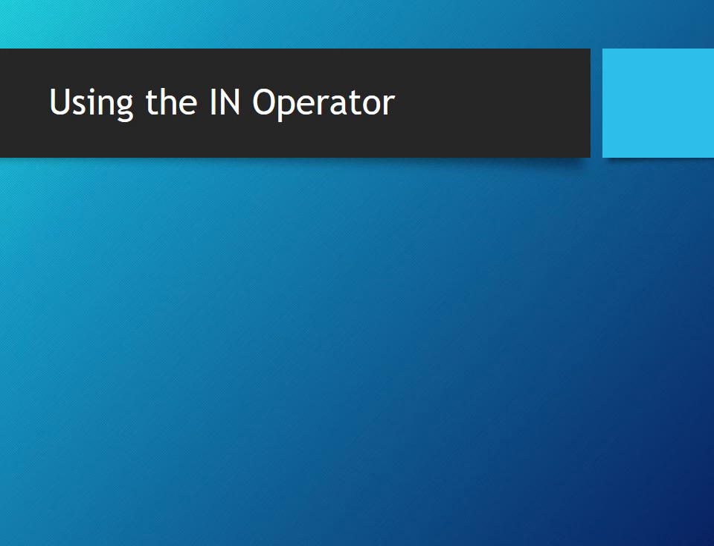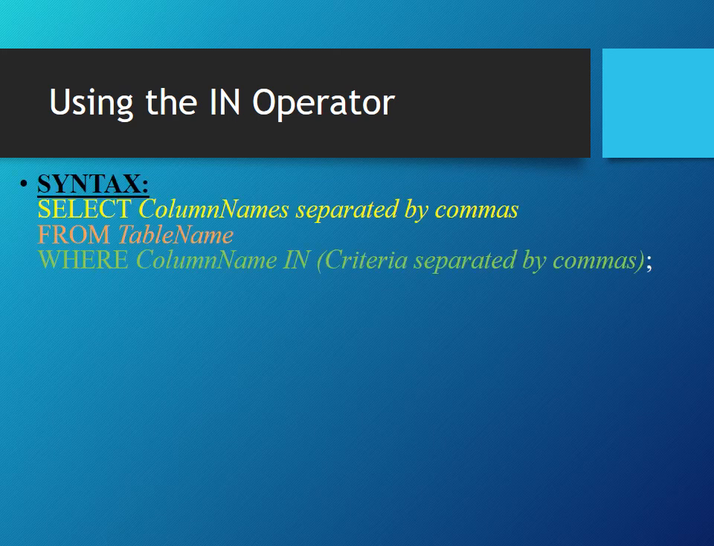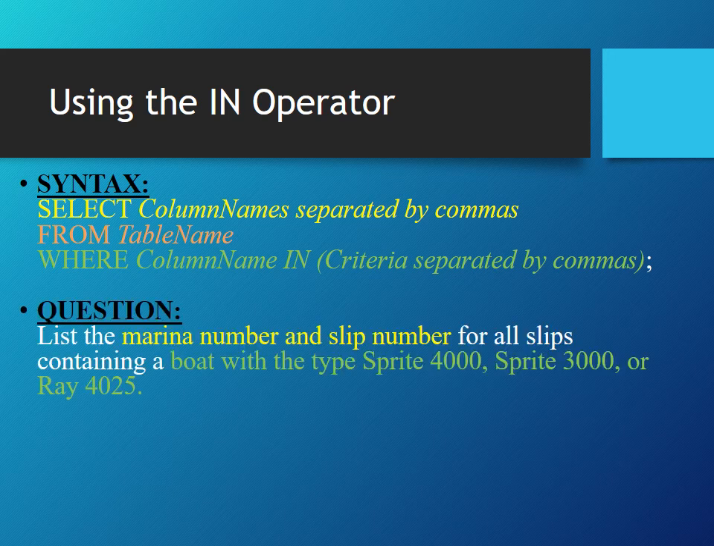The AND operator is used when you want to find a list of things and you do not want to use the AND operator over and over. The syntax is select column names separated by commas from table name, where column name, the keyword in, and then in parentheses you have the criteria separated by commas. So let's look at a sample question.